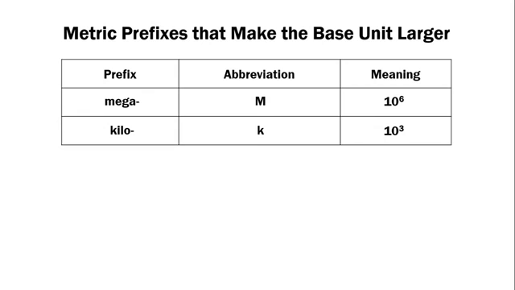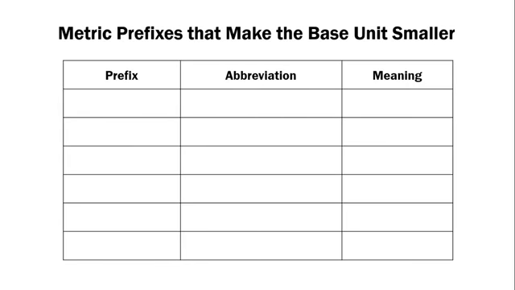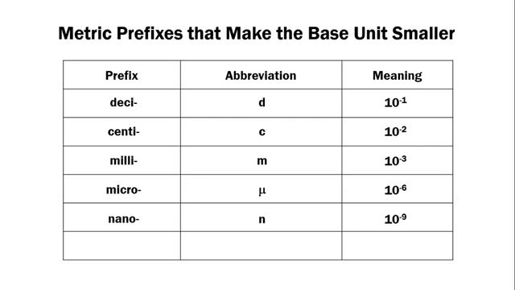There are many metric prefixes that will make the base unit smaller, and these include deci, centi, milli, micro, nano, and pico. All of these will make the base unit smaller. So for example, a decimeter is 1/10 of a meter, a centigram would be 1/100th of a gram, a millimole would be 1/1000th of a mole, a microliter would be 1/1,000,000th of a liter, and nano and pico the same thing. That would be 1/1,000,000,000th and 1/1,000,000,000,000th as a small fraction.